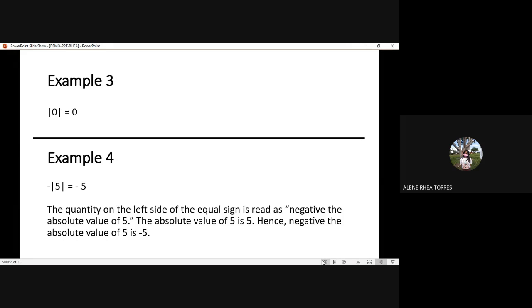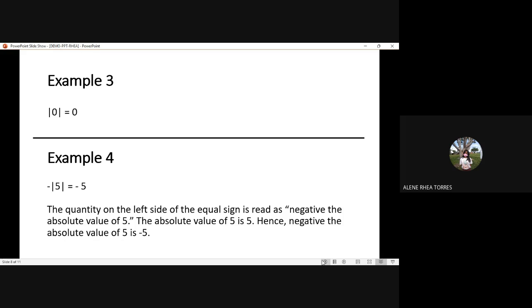But since the negative is outside, it is not inside the absolute value. So what we do is just copy the negative directly, and then let's find the absolute value of 5, which is still 5, right? From 0 we count 5 units, so that is 5. So the answer is: negative, the absolute value of 5 is negative 5.